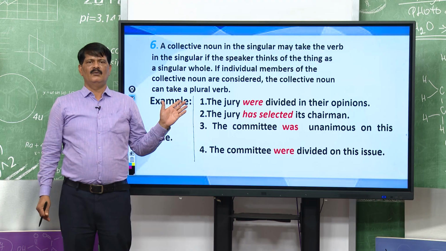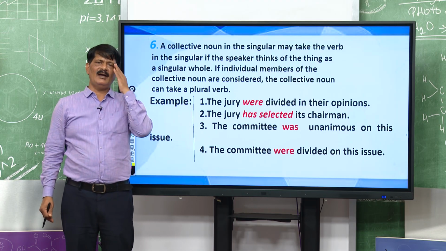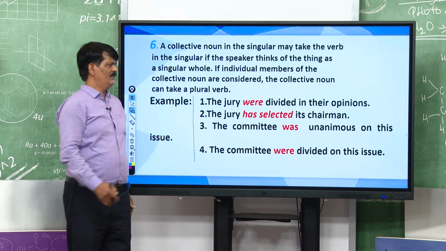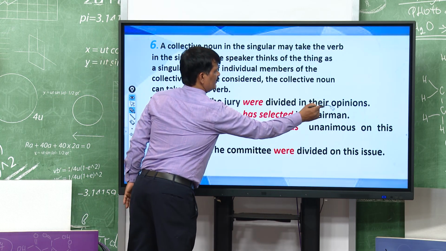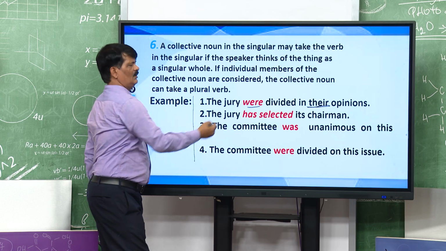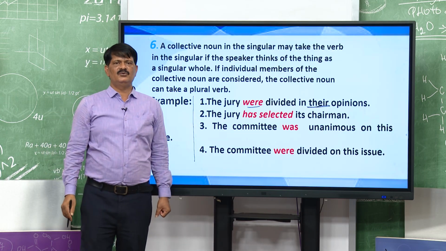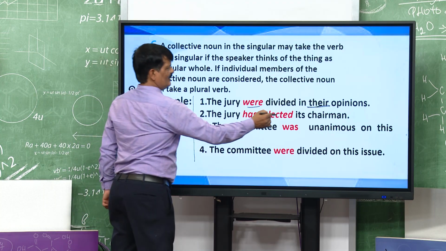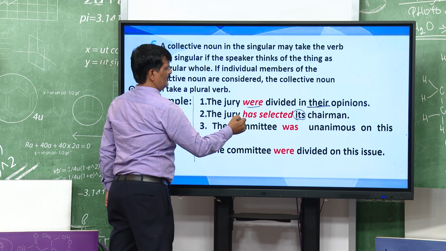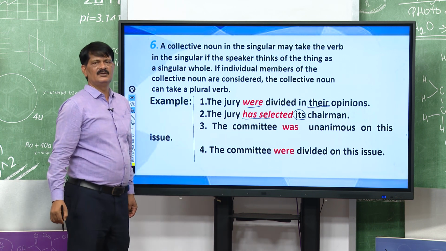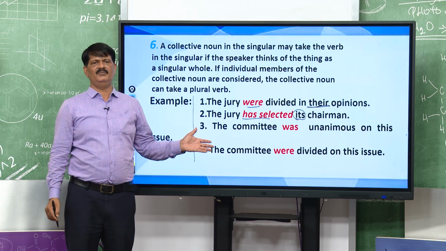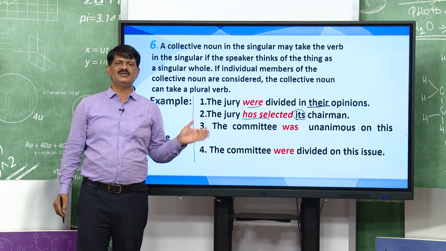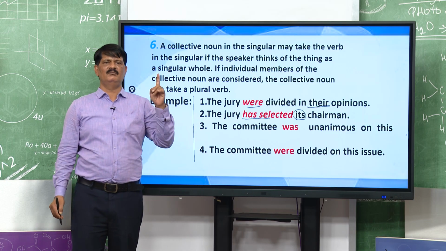"The jury were divided in their opinion." Why not "was," singular? Because the members are considered individually, so it is plural, and it will take the plural verb. "The jury has selected its chairman." The second question related, "its" is singular. So, it will definitely take the singular verb. Another example: "The committee was unanimous on this issue." On this issue means a single one.